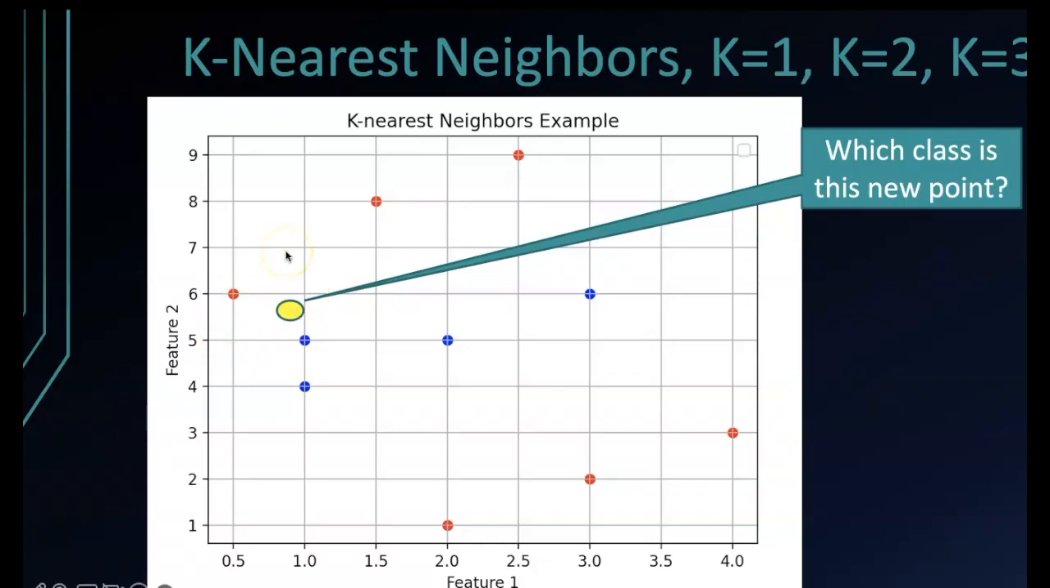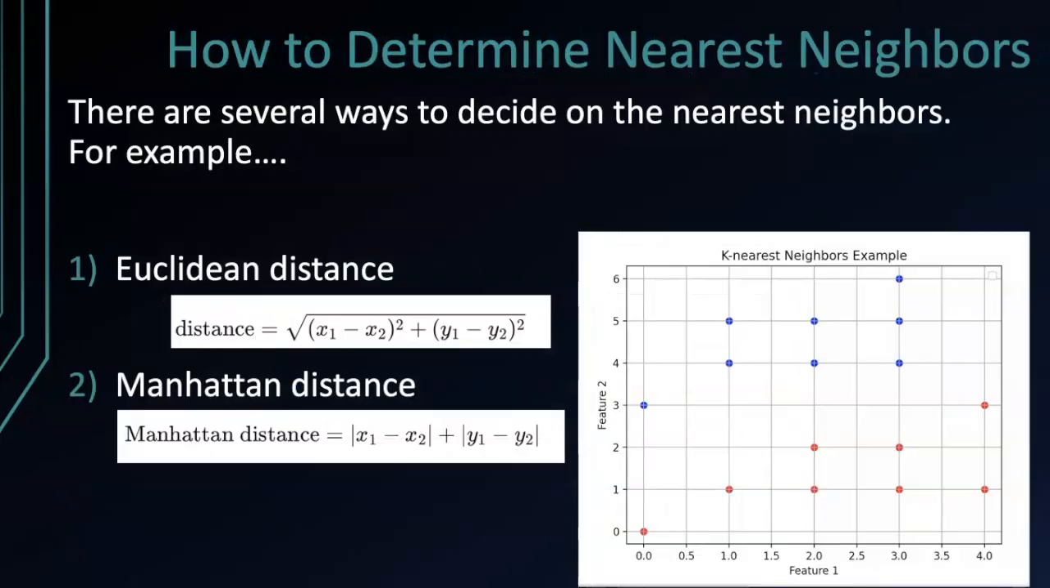But if your k is an odd number and you're looking at a k of 3, the 3 nearest neighbors, 1 is red and 2 is blue. So you'll go with the majority and you'll classify this new point as a blue point. How do you determine the distance? Well, I was kind of eyeballing it here, but you could use a formula like Euclidean distance right here, or the Manhattan distance where you're kind of using a step from one point to another.